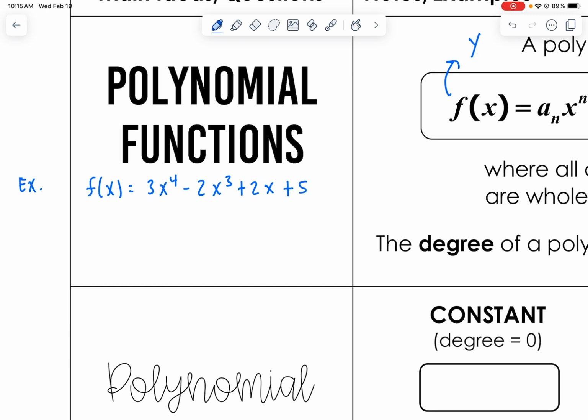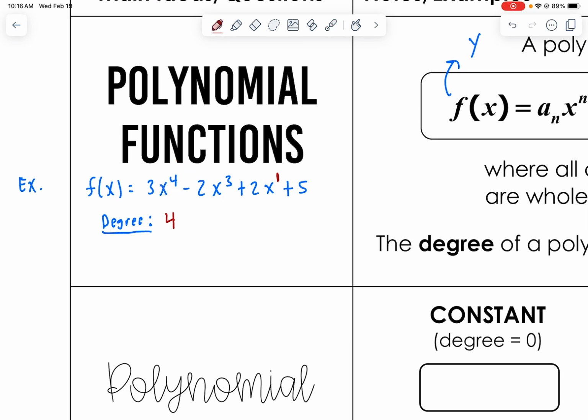Here, if they ever ask for the degree of this polynomial function, we're going to look at the term with the highest exponent. If you notice here, this has a 3. This would have an exponent of 1. This doesn't have a term attached to it. So really the highest exponent would be this right here, 4. So this polynomial function we'll call a degree 4 polynomial because of this exponent right here.